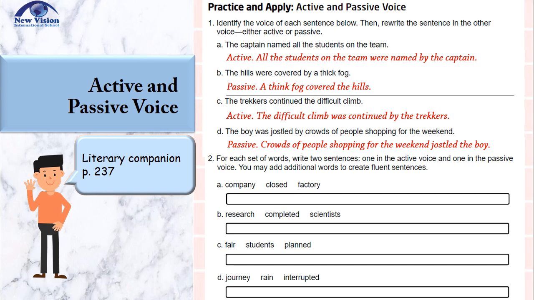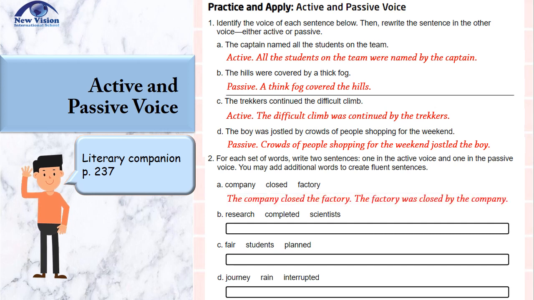2. For each set of words, write 2 sentences, one in the active and one in the passive voice, and you may add additional words to create fluent sentences. Please pause this video as you create sentences. Here are some possible answers.